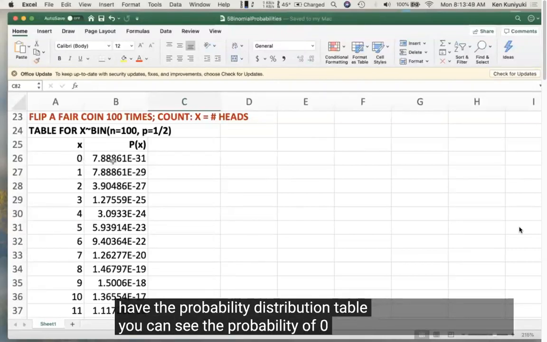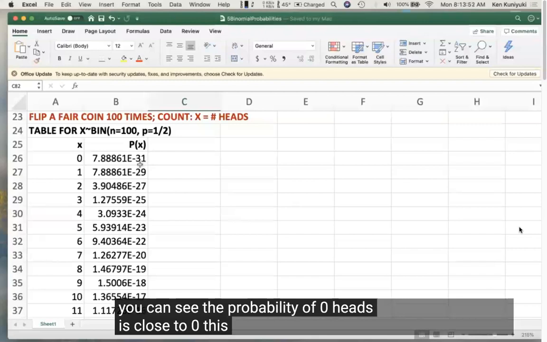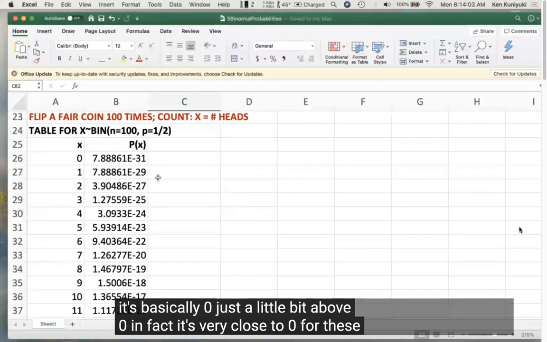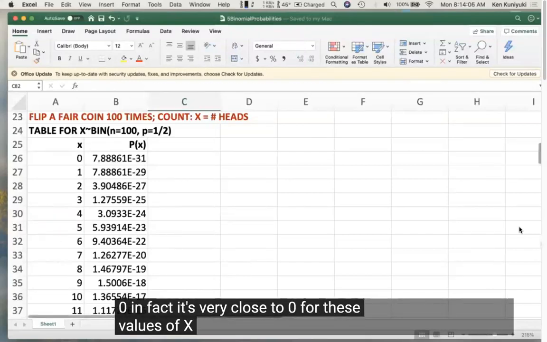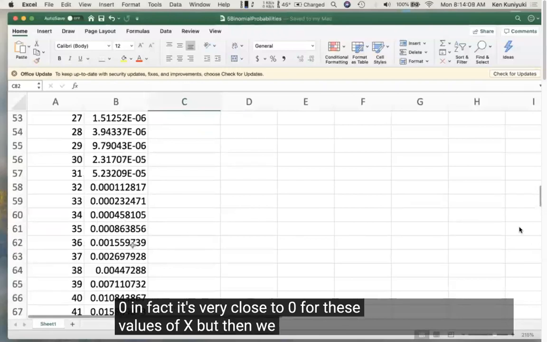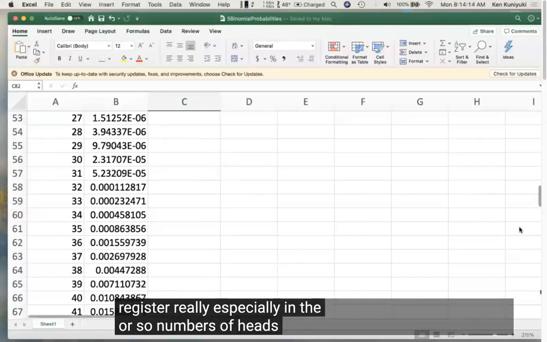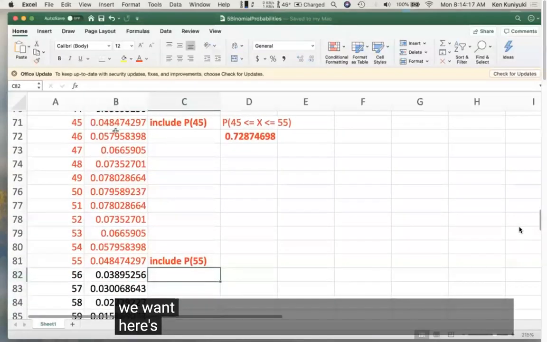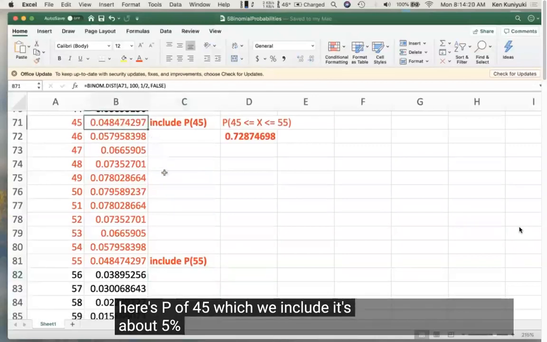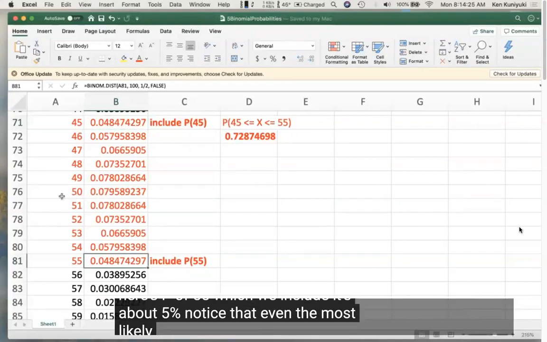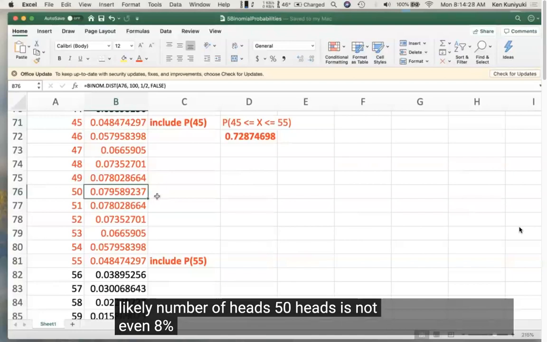You can see the probability of 0 heads is close to 0. This is using scientific notation. This is about 8 times 10 to the negative 31st. It's basically 0, just a little bit above 0. In fact, it's very close to 0 for these values of x. But then we start to register really, especially in the 30s or so, numbers of heads. And this is what we want. Here's P of 45, which we include. It's about 5%. Here's P of 55, which we include. It's about 5%. Notice that even the most likely number of heads, 50 heads, is not even 8%.